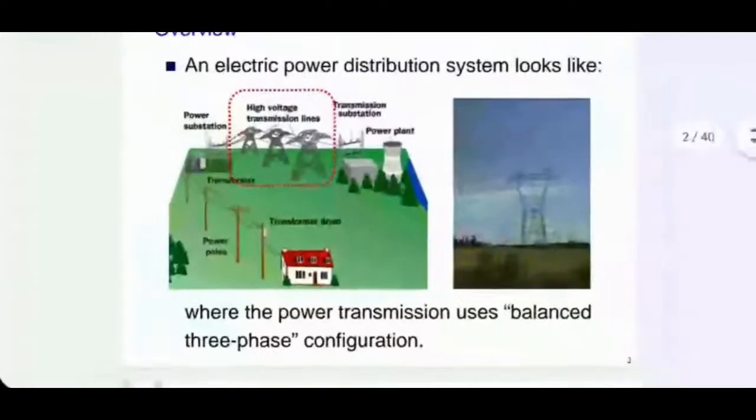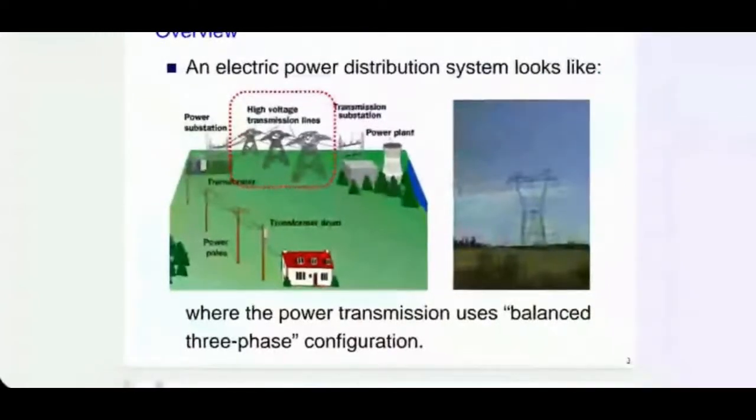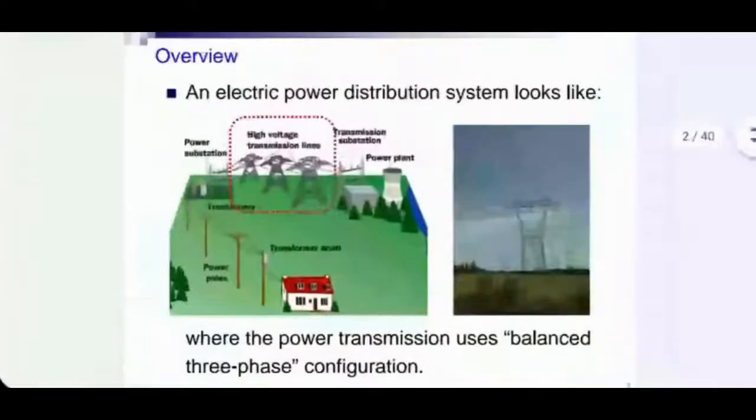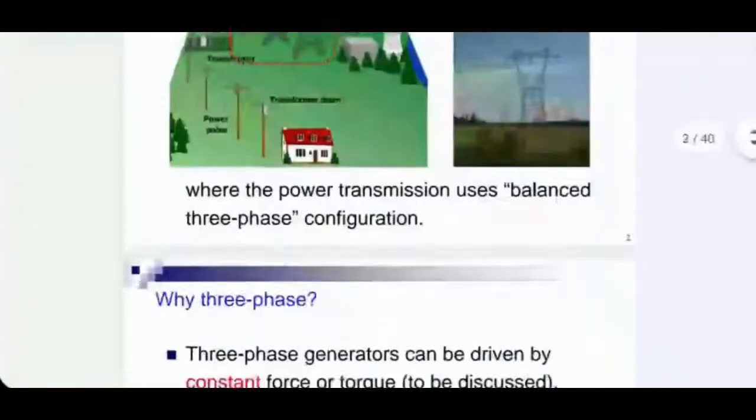Balanced means all the three generators have identical frequency, identical voltage, and phase shift is progressively 120 degrees, plus or minus. And the load side is balanced when all the impedances in the three branches of the load are identical.